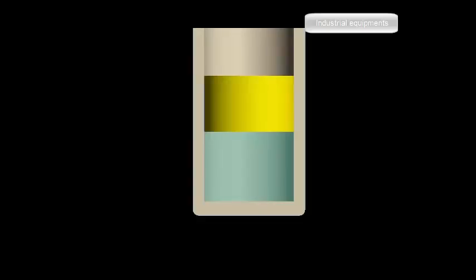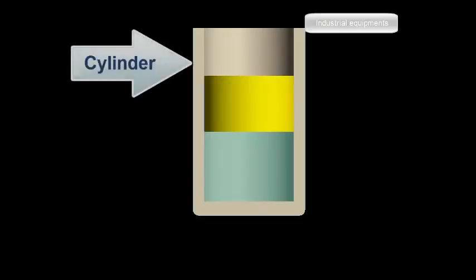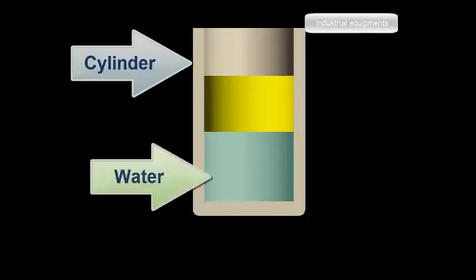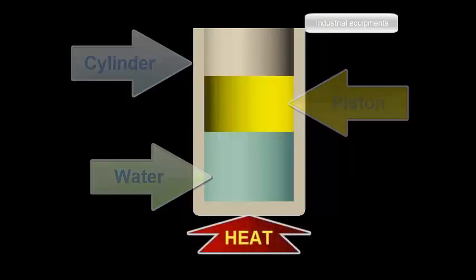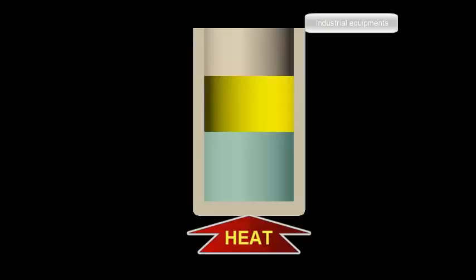In this animation, this part represents a cylinder, and it is partially filled with water, shown here. This represents a piston. Imagine that the piston is tightly fitted to the cylinder so that there are no leaks in the system. Now, as we add heat to the cylinder, the temperature of the water will increase, as expected, and at some point will begin to boil.